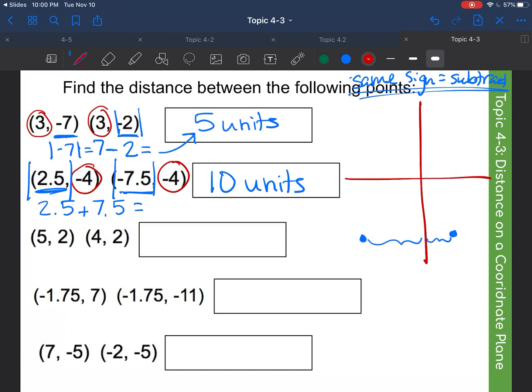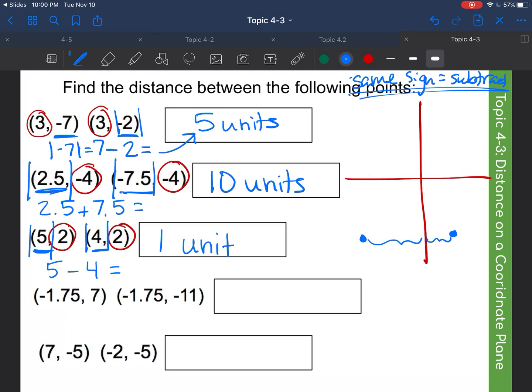How many units? So we're going to circle what's the same. We see 2 in each ordered pair, okay, and now we're going to focus on the digits that we did not circle, 5 and 4. Do they have the same sign or different signs? They have the same sign, so you subtract. So take the absolute value of 5, which is 5, absolute value of 4, which is 4, 5 minus 4. They are 1 unit apart.